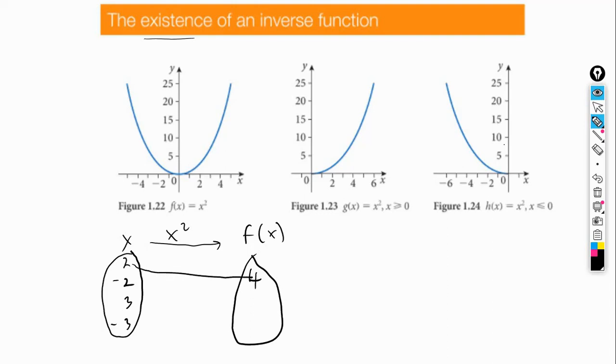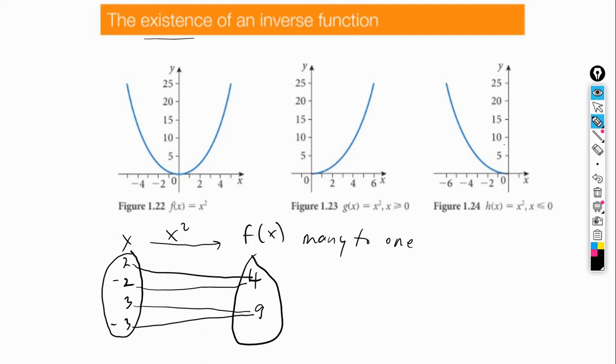But what happens if we plug in negative 2? Well, negative 2 squared is also 4, so that also maps to 4. 3 squared would equal 9, but then also negative 3 would equal 9. So this means that this function is what's called a many to 1. So if we map x into x squared, this function f of x is a many to 1 function.